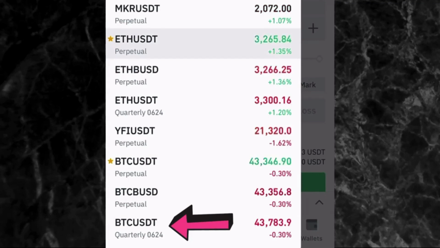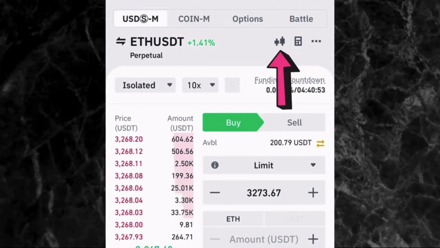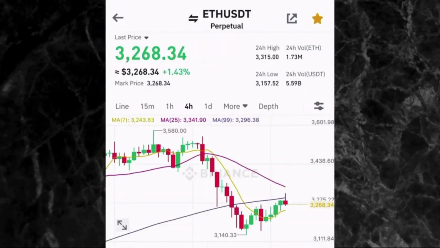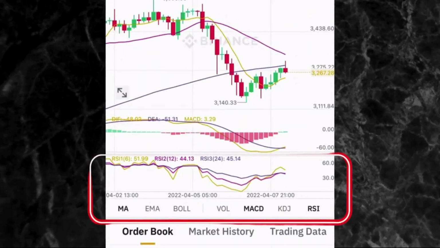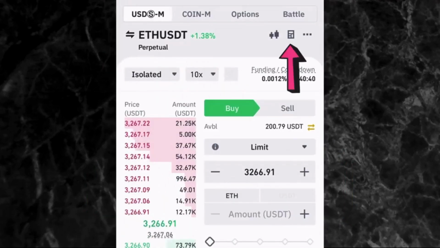So that's the difference. Now the next thing I need to show you is where you can see the chart and do your analysis. If you see these two small candlesticks, you tap on them. This is where you can see the candlesticks, and these are the indicators underneath, the different indicators that you can use. And also if you go back, the next thing is the calculator icon.